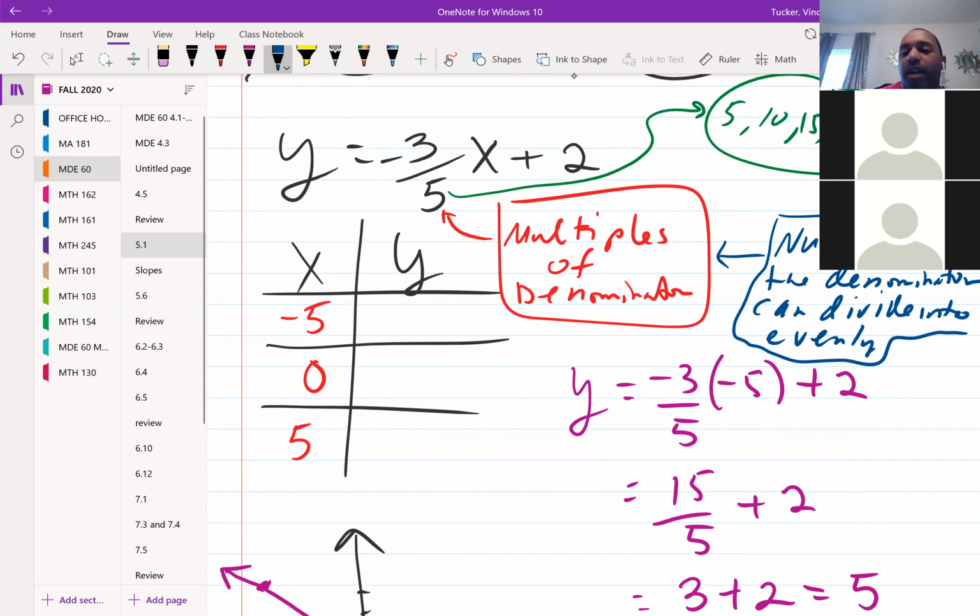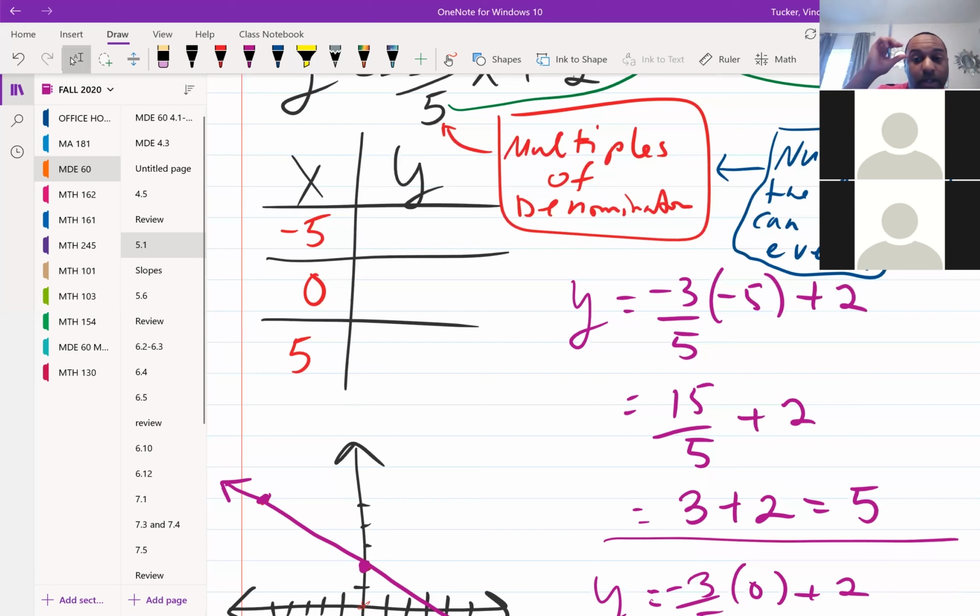So just numbers that the denominator can divide into evenly. All right, so plugging in -5. We've got -3/5 times -5 plus 2. -5 times -3 will give you a +15/5. 15 divided by 5 is 3. 3 plus 2 is 5. So that'll be a 5 right here.